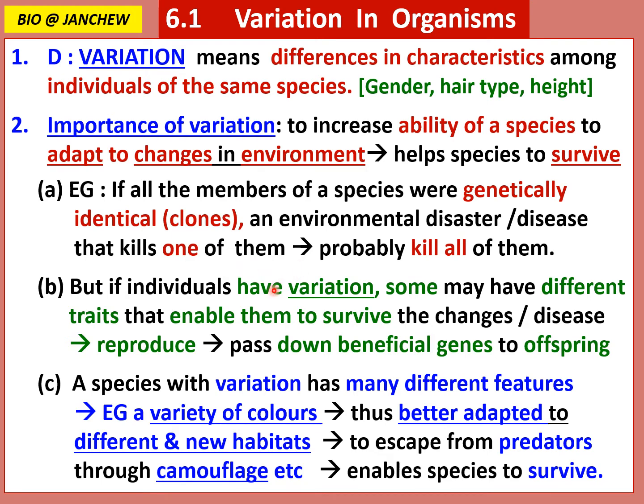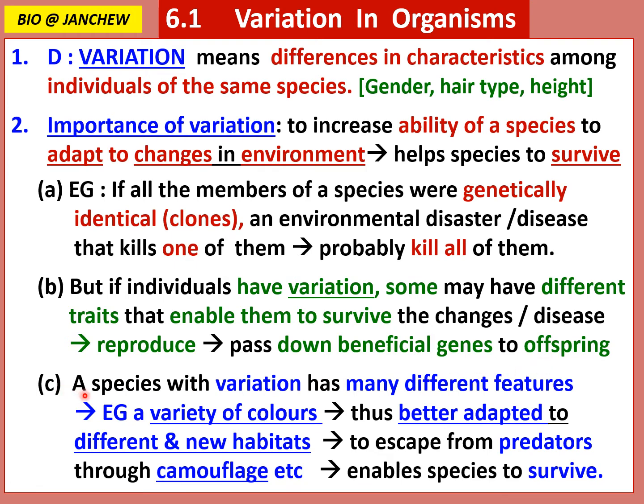But on the other hand, if individuals have variation, some have different traits that enable them to survive the environmental changes or the disease. So those individuals that show variation, that means they are not clones. They will have different resistance to disease. So some may die from the disease, but others may survive because maybe their resistance is greater. And these survivors can reproduce and pass down the beneficial genes to their offspring so that they can continue to survive.